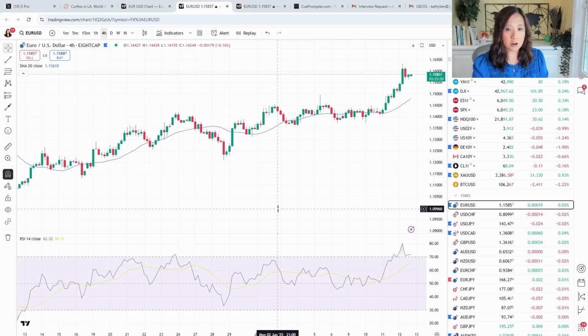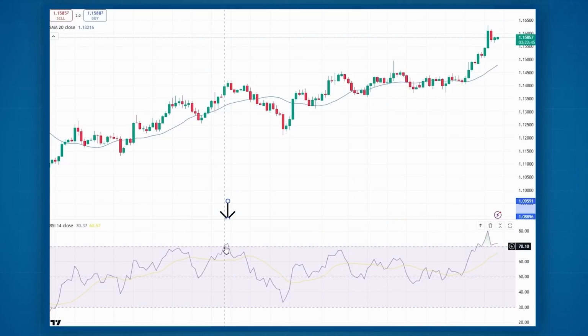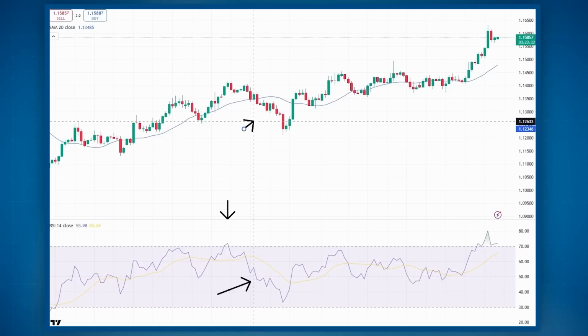With the euro-dollar here, the first setup I see in this chart is right over here where we see the RSI rise above 70. But instead of selling, which actually would have been a legitimate trade, what we want to do is wait for confirmation. So wait for RSI to drop below 50. And this is great because we are also seeing RSI drop below the 20 SMA at that point. So you sell here, you stop over here.